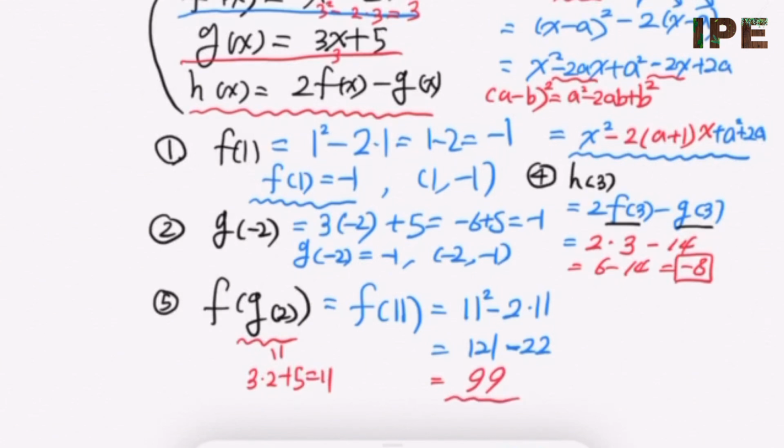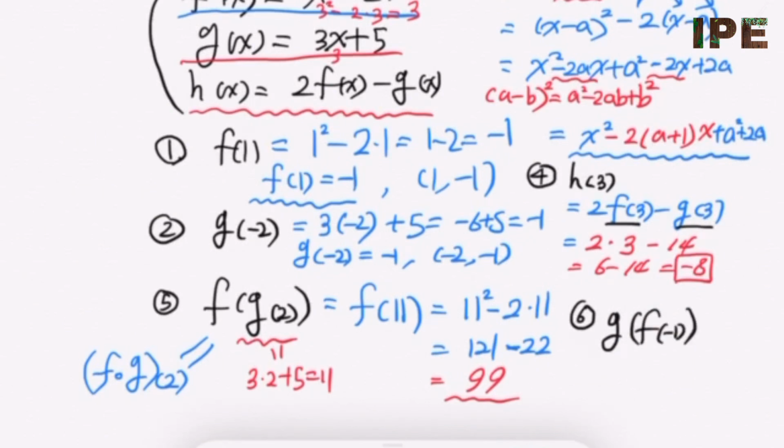So actually sometimes they ask you a little different from f of g of 2. Another notation is f, tiny empty dot, g of 2. F of g of 2. Next question, number 6. How can you find g of f of negative 1?